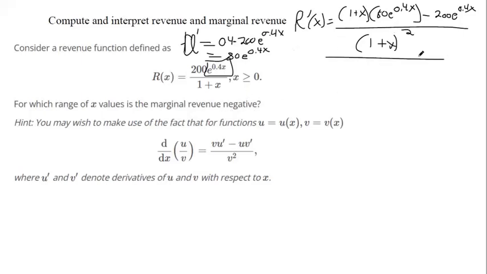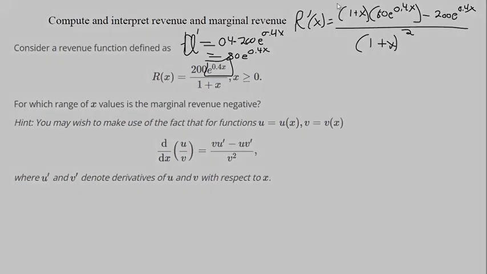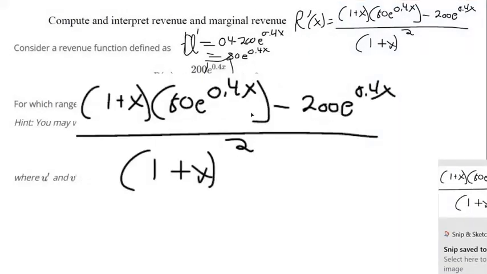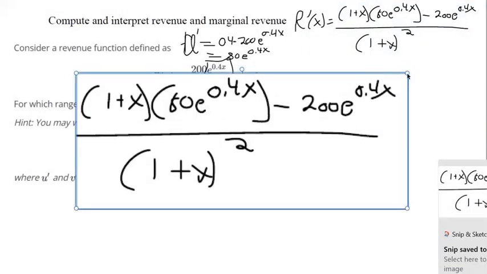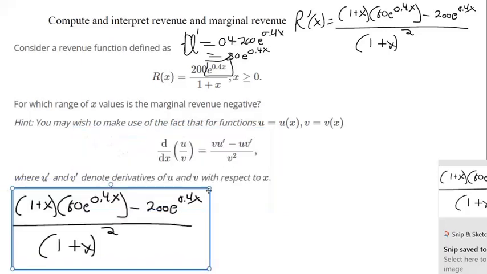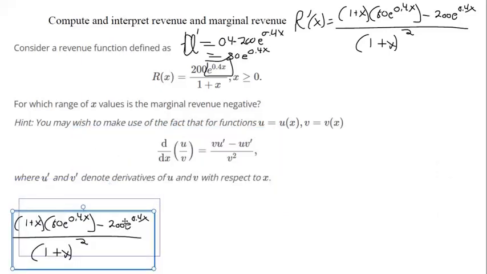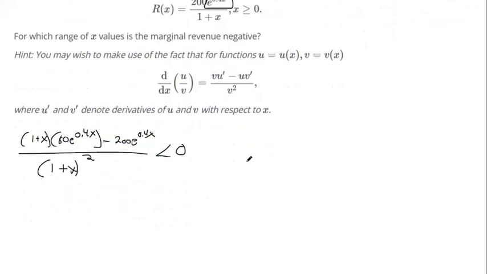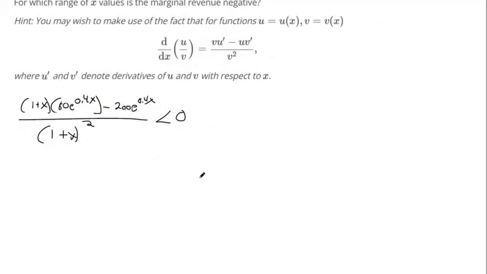Where is this derivative negative? So you want to know where this derivative is less. Wait. I want it negative, so it should look like this. Here's a better way of doing it. Let me copy and paste that so I have some room. You want to know where the derivative is less than 0, right? Where it has a negative marginal revenue.